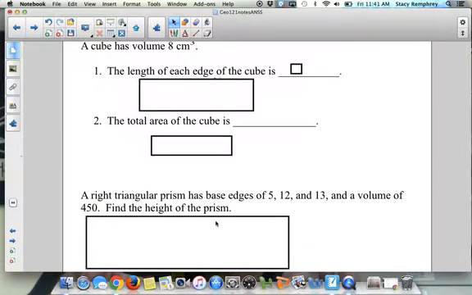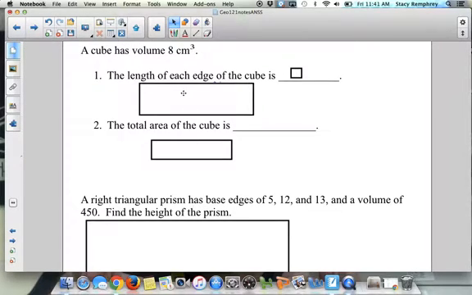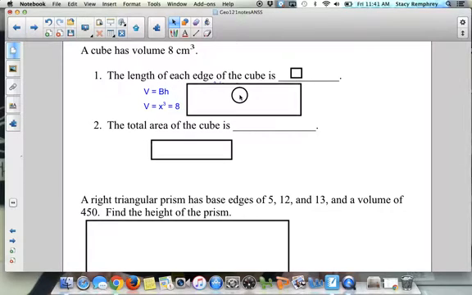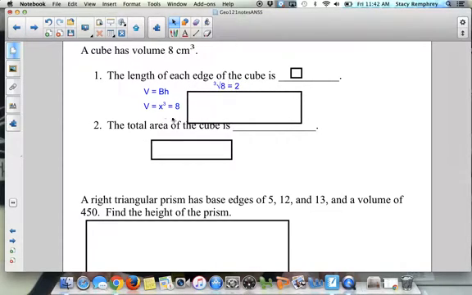In the next one, we're told a cube, so all sides are squares, has a volume of 8 centimeters cubed. So the length of each edge of the cube, the volume is going to equal x cubed because my length, width, and height are all the same. So x times x times x is x cubed. I know that equals 8. To find out the cube root of that, there's a button on your calculator that'll do cube root. So the cube root of 8 is 2. Some of you can reason through that logically as well. So the length of each edge of the cube is 2.